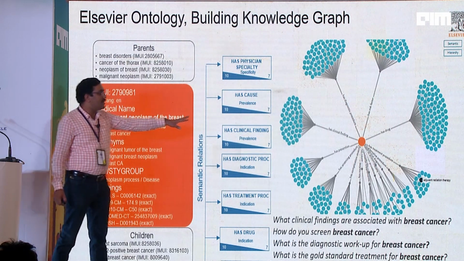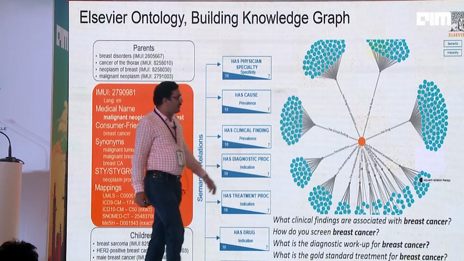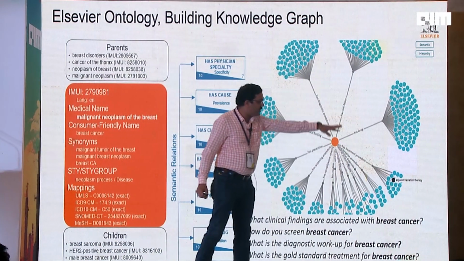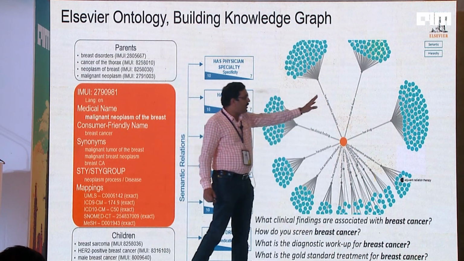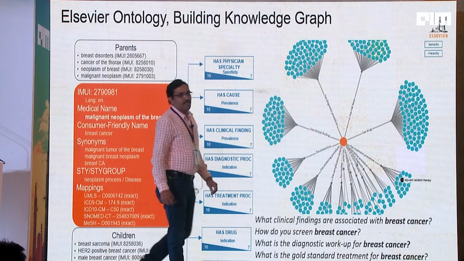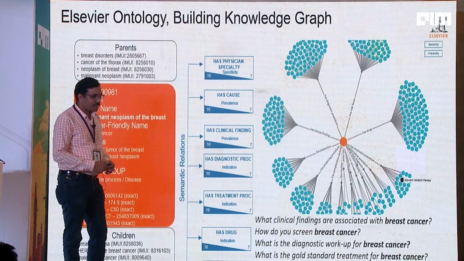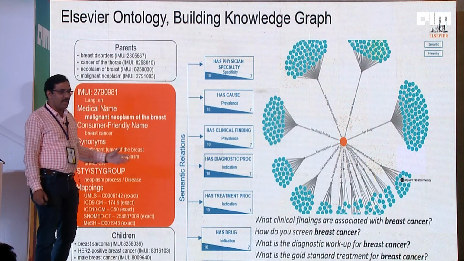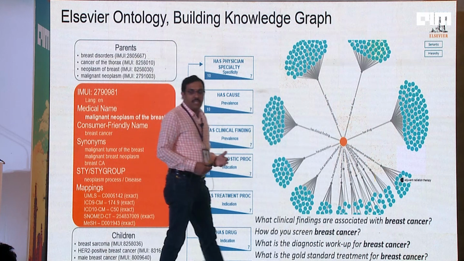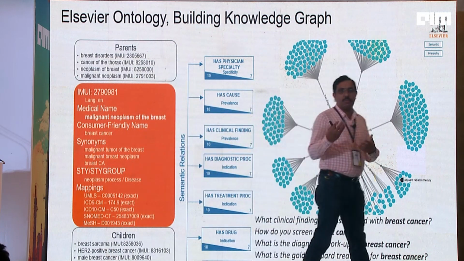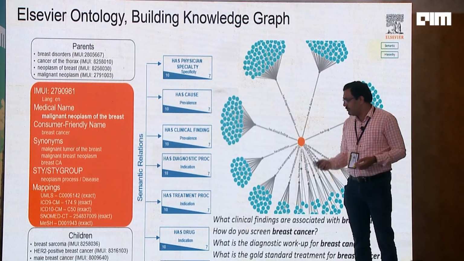Here you can see a knowledge graph in a pictorial format. This is a core concept, and these are all the other concepts related to the core concept, with different relations linking the concepts. With this kind of knowledge graph, we can answer a lot of queries, like what clinical findings are associated with breast cancer. So you can pinpoint a particular document and retrieve relevant information much faster.